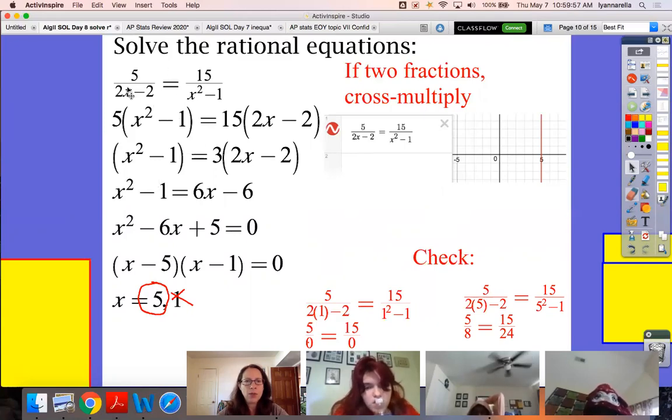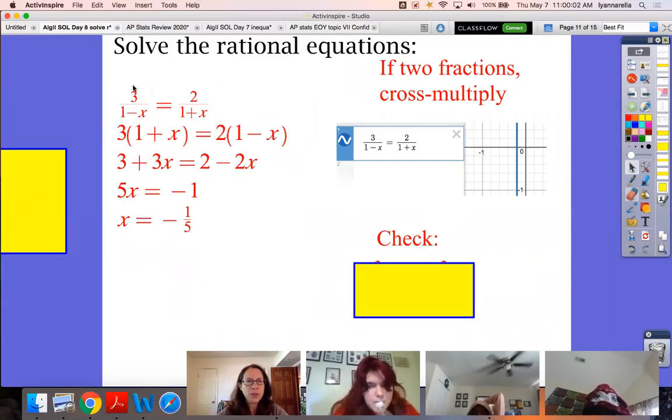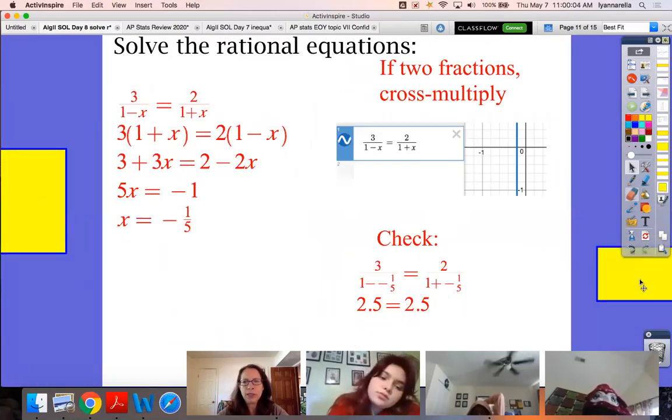You need to cross multiply if you get one fraction equals another. And this is just one more example of cross multiplying. I'll leave it up so you guys can pause the video if you want to see it. And you only get one solution here because you didn't get a quadratic, so that solution worked.